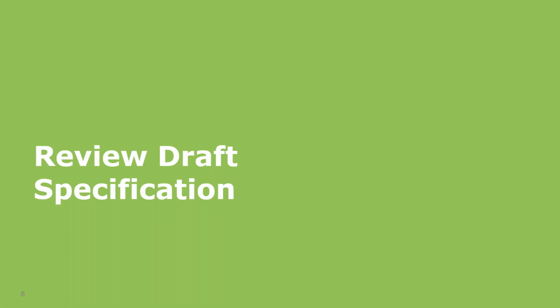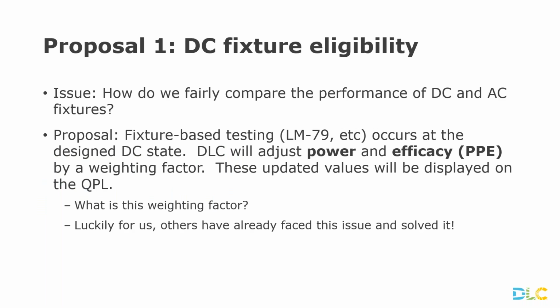All right, now it's time to go through the draft specification itself. So our first proposal, and this is probably the single biggest mechanically, philosophically program change that's contained in this minor draft change proposal, is to make DC powered fixtures eligible for our QPL. We explicitly excluded those fixtures from our first version of the QPL that went live in October, and our general requirements that went live in October of last year.